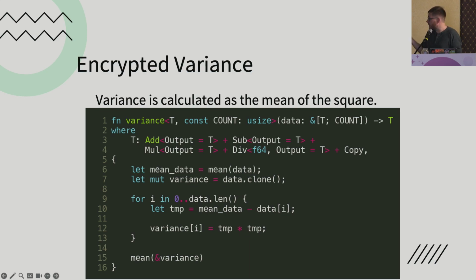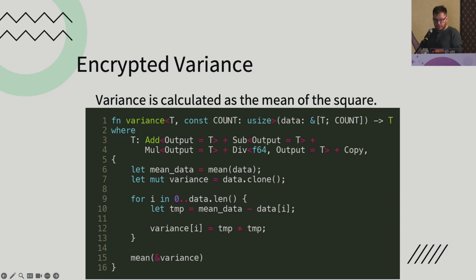Now the calculation of the variance is essentially you take the mean of the data, you subtract each data element from that mean, square it, and then divide by the number of elements. Here you can see that we're doing that. So we have a few more constraints related to the fact that we're now going to do some subtraction and multiplication. And later on we'll use the mean, so we'll need the division part.